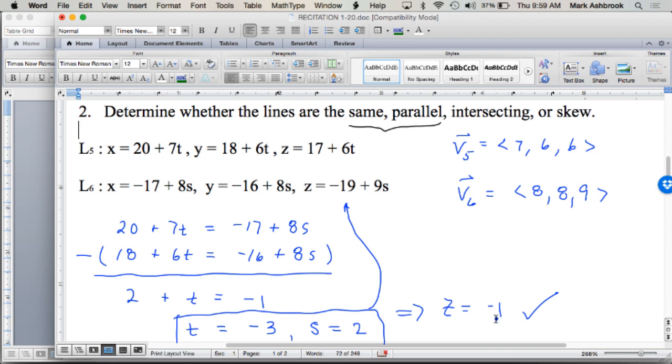No, right? This is the T value that gets me the point of intersection in the first line. The S value gets me the point of intersection in the second line. So I'm going to have to get those X and Y coordinates. So what is it? Minus 1, 0, and negative 1. Intersecting.